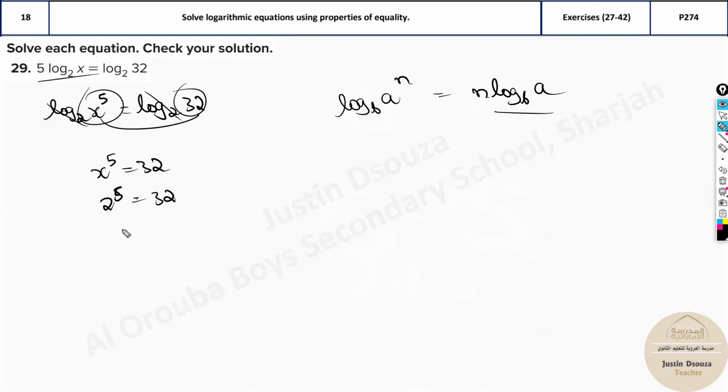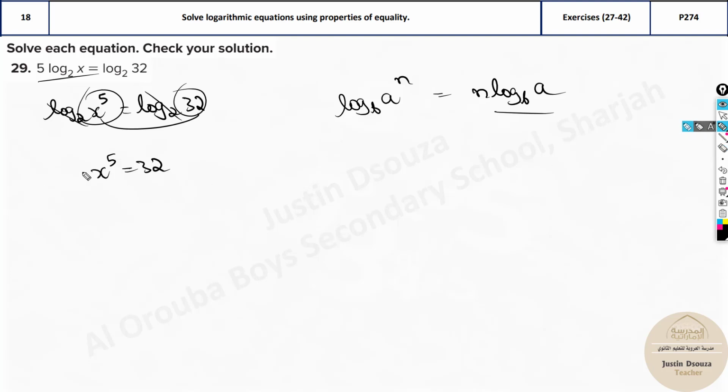You can use the calculator over here. You can just put it in the calculator and you will get the answer, x is 2. Now this is one way you can directly tell x is 2, but don't use that method. Don't do the direct method, even if you know.